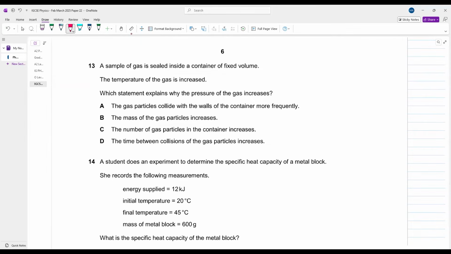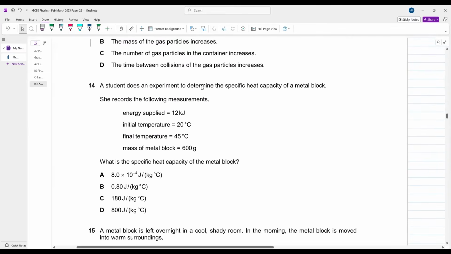A sample of gas is sealed inside a container of fixed volume. Okay, so your volume is constant. Perfect. The temperature of the gas is increased. Okay, जब भी आपका volume constant होता है, your temperature becomes directly proportional to pressure. As the temperature is increased, your pressure will increase. Which statement explain why the pressure of the gas increases? Anji, why does the pressure of the gas increases? Because the gas particles collide with the walls of container more frequently. A is your answer. Let's further move ahead.